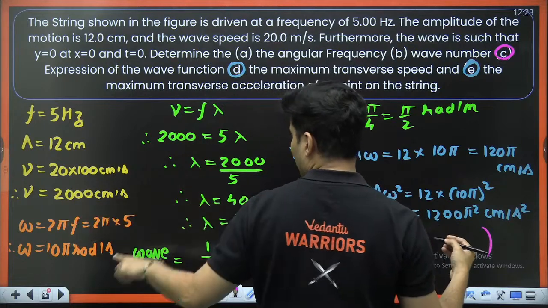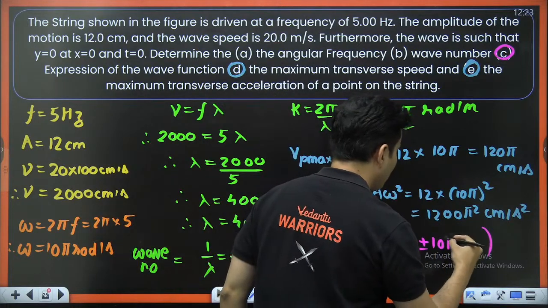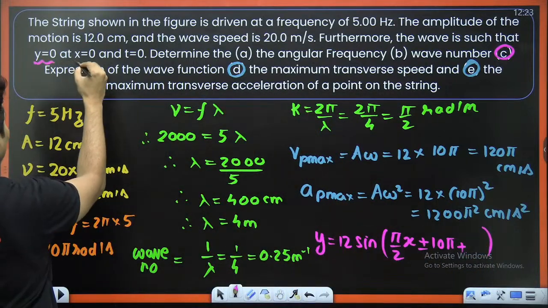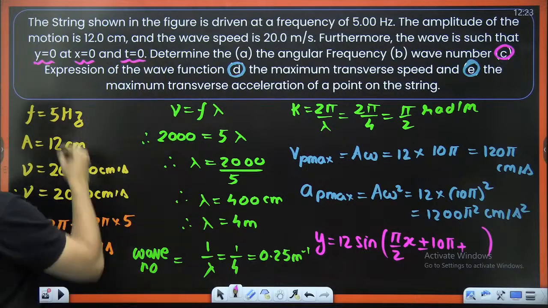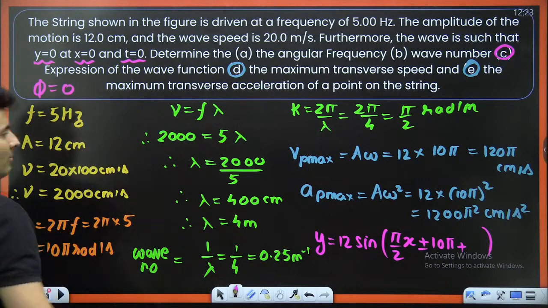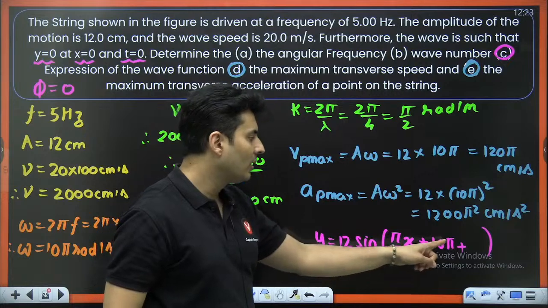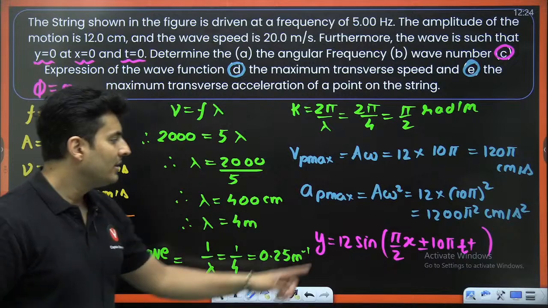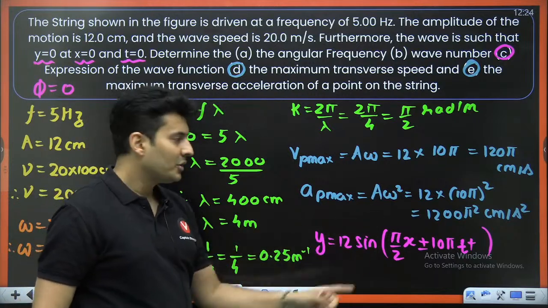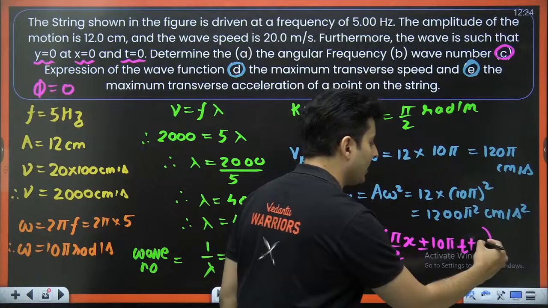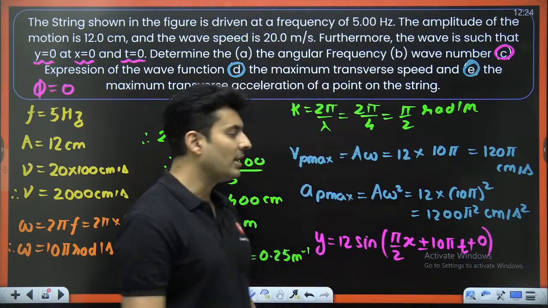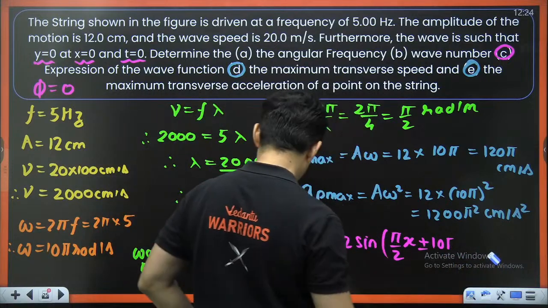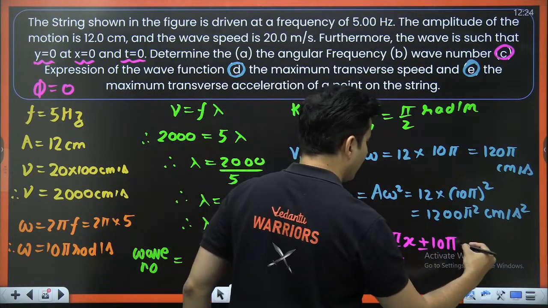Omega will be nothing but 10 pi. What will be the value of phi over here? For that, look at this information. Y is 0, x is 0, time is 0. This clearly tells me phi will be 0, because in this expression, if you put x as 0 and time also as 0, then sine of 0 should be 0. So there should be no constant term over here. It should be plus 0 only. So your final wave equation will just have over here 10 pi and t.